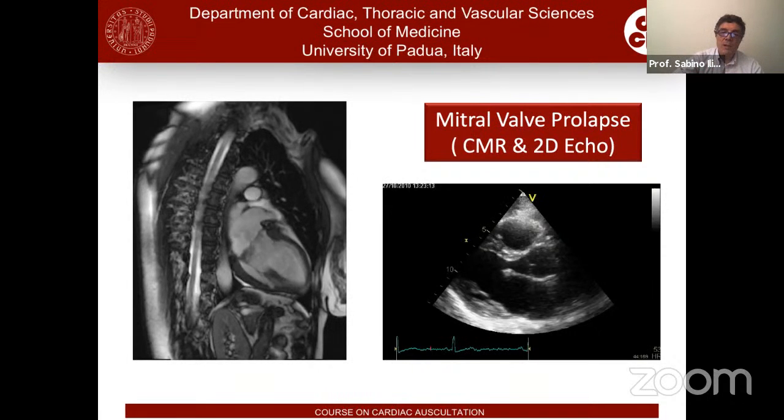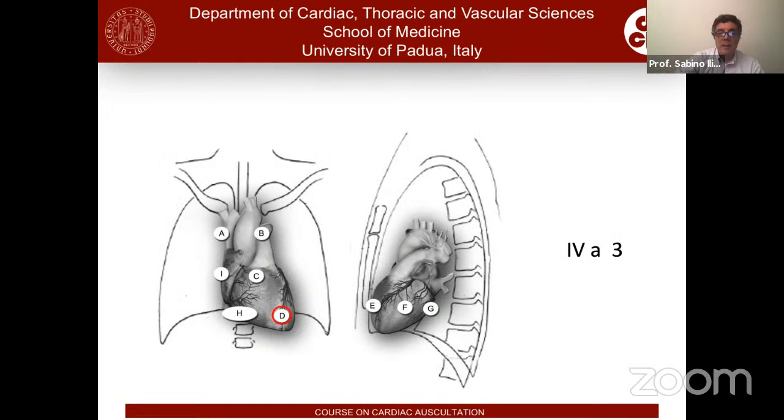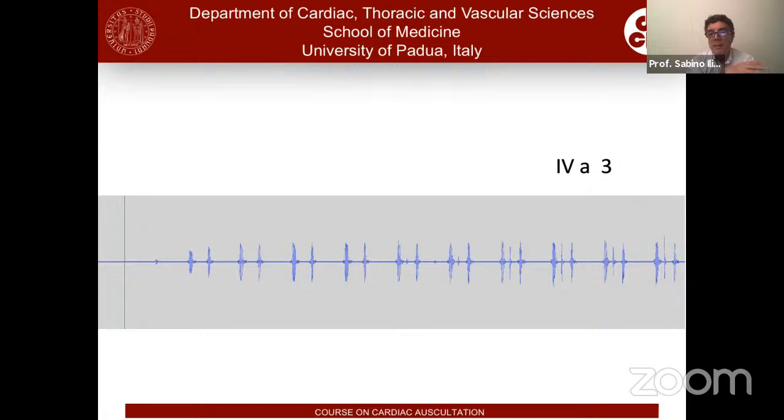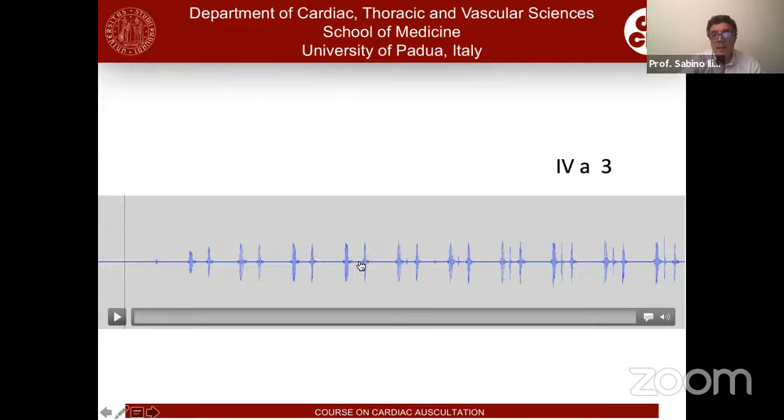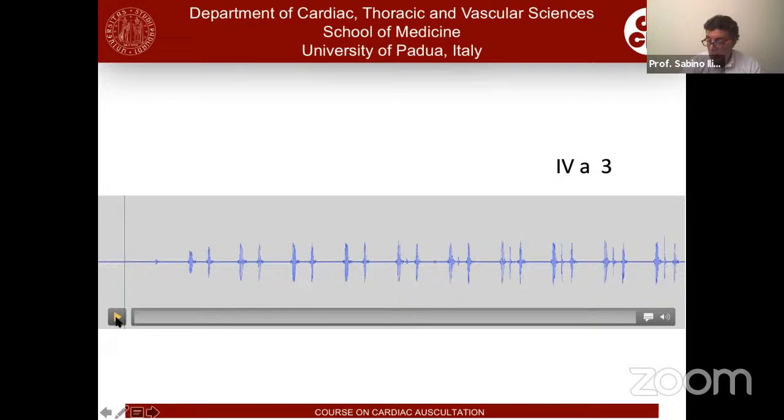So mitral regurgitation in a subject with mitral valve prolapse is a finding that does not occur immediately, but in late systole, as in the papillary muscle dysfunction that I described before. In the case that I'm going to show you, we have first and second, then first and second, then the click occurs, and then mitral regurgitation and the systolic murmur will be shown. So let's see the tracing first, and then we go to the auscultation without tracing.